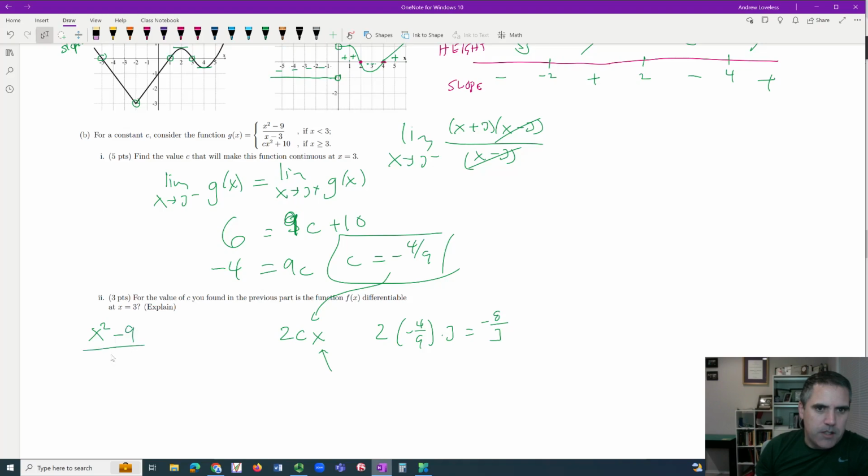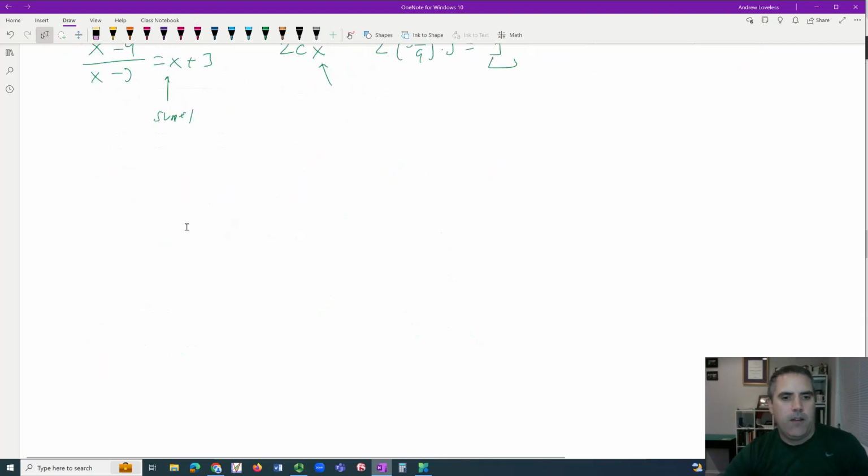X squared minus 9 over x minus 3, which we now know simplifies to x plus 3. What is the slope? The slope is 1. They don't match up. From the left, the slope is 1. From the right, the slope is -8/3. They don't match up. No, it's not differentiable. Okay, I think that's enough.